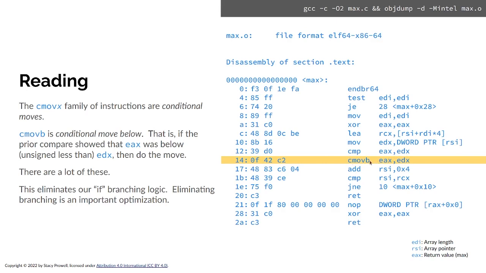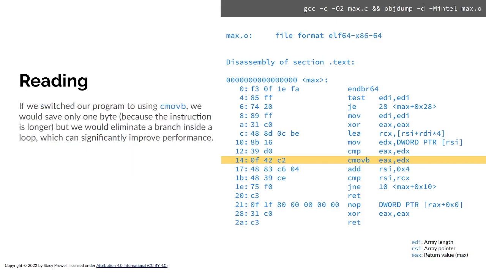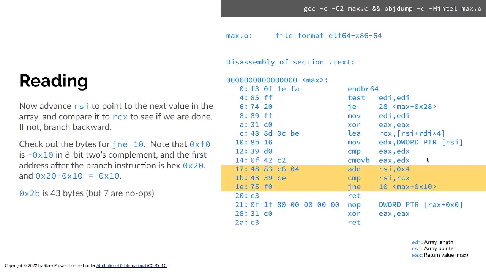And that's great, right? We had a compare and a branch in our code, but they've replaced that with this single instruction that does this only when certain flags are set. That saves us from some branching logic and makes our pipelines continue to fill up and the program overall run faster. It's an important optimization. We could do that. We could replace this in our code. We'd save 1 byte because the instruction is longer, but we'd eliminate a branch inside our code, and that's worth doing. Okay, so next, we go ahead and add 4 to RSI.